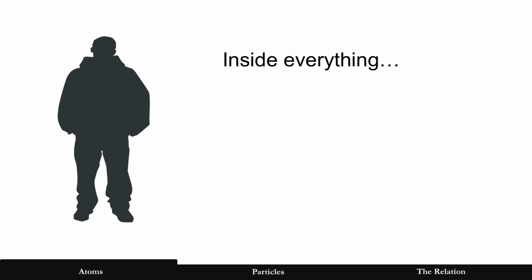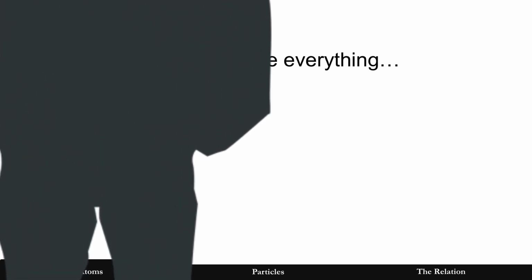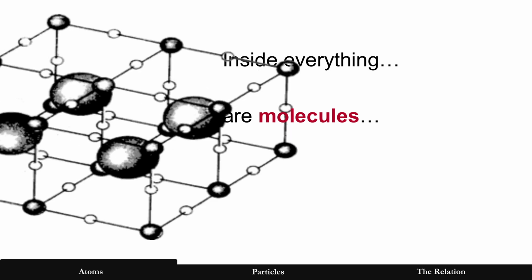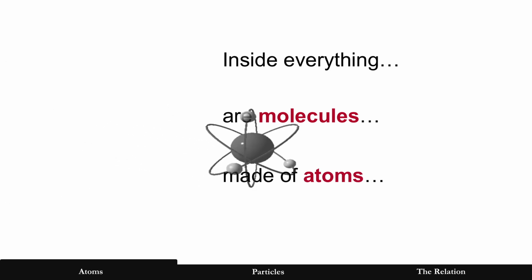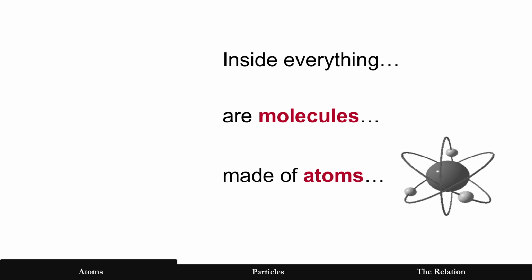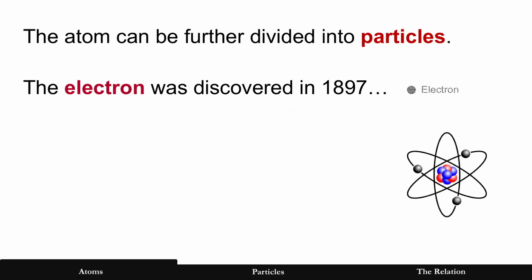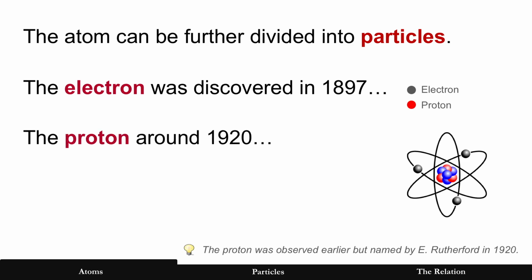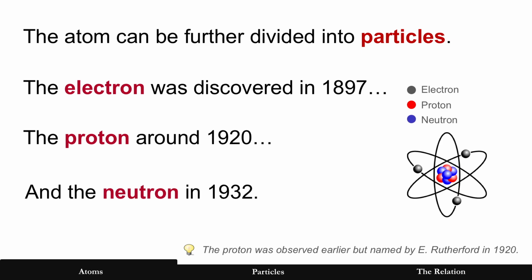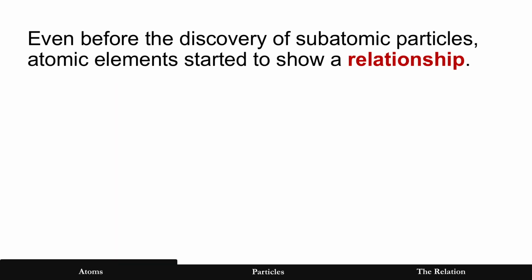Okay, now that that's out of the way, let's get to what that means. We're going to start with the atom, because inside everything, all of matter, are molecules, which are made of atoms, and there are components of these atoms, 3 of them. The electron was discovered first in 1897, and then in the nucleus of the atom, the proton was discovered around 1920, and the neutron in 1932. 3 subatomic particles that make up the atom.